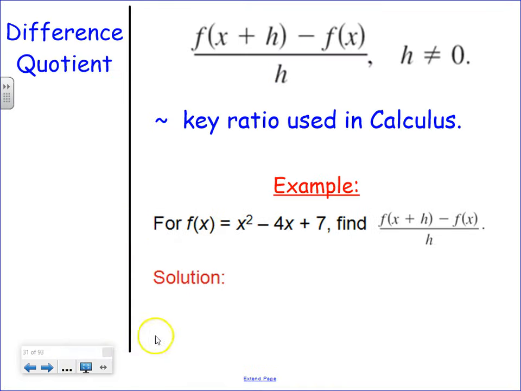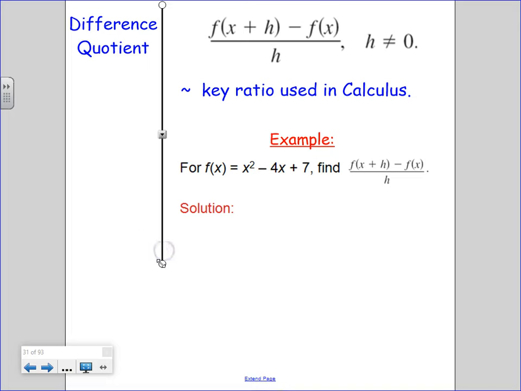Just trying to get a little more space down here. There we go. All right, I'll start moving things around.